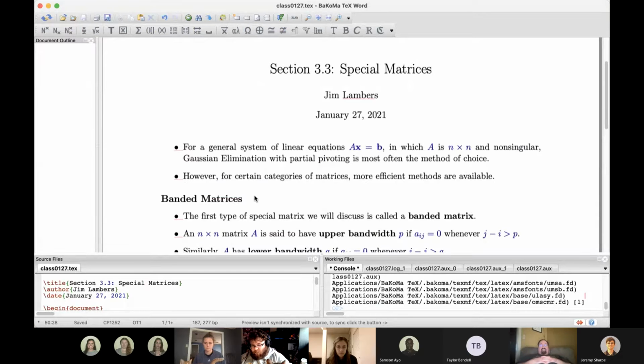Okay, and when I opened these notes right before class, I realized that I had not even updated the title, 3.3 Special Matrices. Like, okay, that bodes well. Okay, but hopefully the content of the notes themselves is okay.